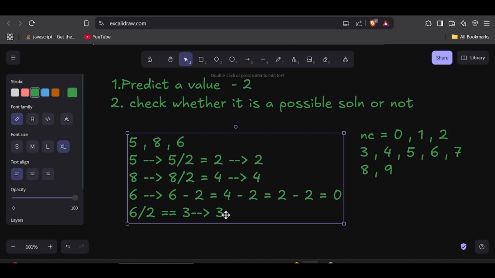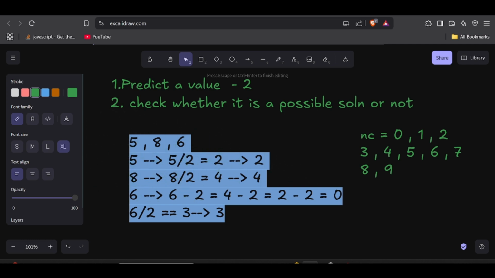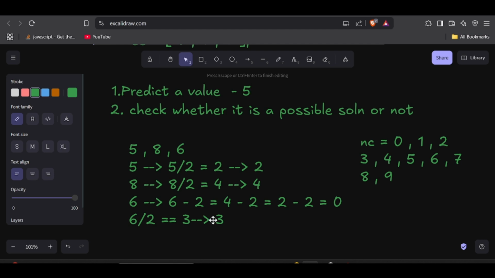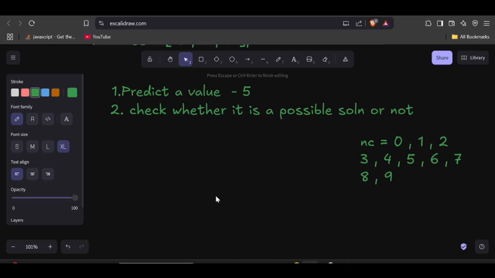So in the next example, let's take the value equals to 5. And this time I will not be decrementing it by the predicted value. I will just divide it. My question was 5, 8 and 6. So if I divide 5 by 5, it will give me 1. If I divide 8 by 5, it will give me 1. And if I divide 6 by 5, it will give me 1.